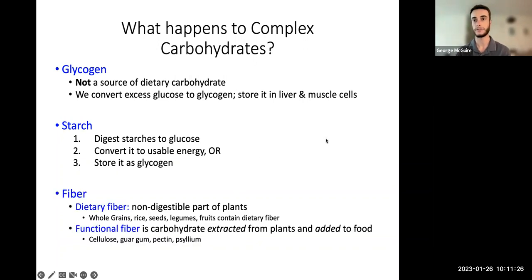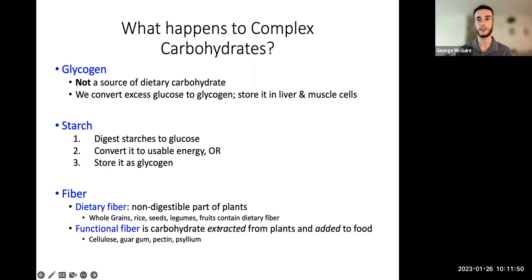And then fiber, which again, we are mainly not digesting. It is helpful with regulating our digestive process, with making us feel more full, and we do get some useful byproducts of fiber digestion from the bacteria. But we do have dietary fiber that we're getting from our diet, those leafy vegetables that we're eating, like our whole grains.